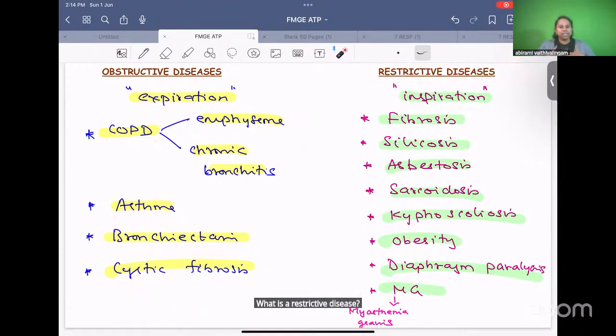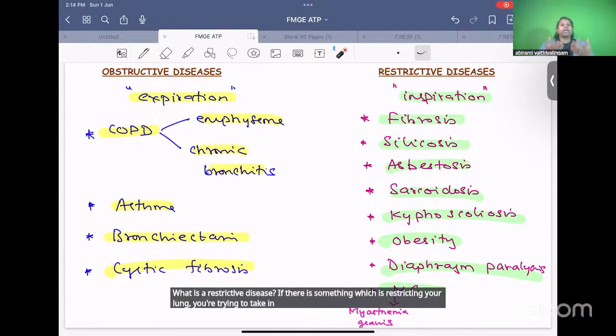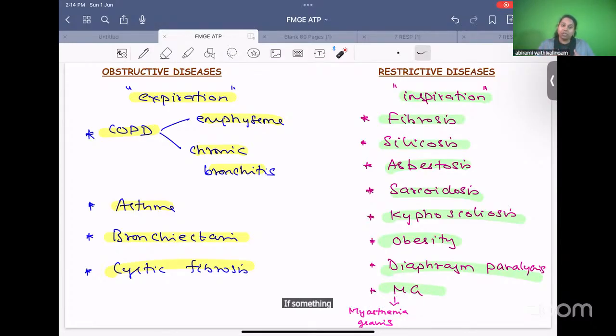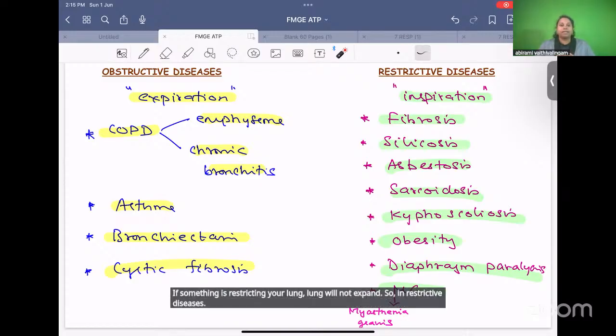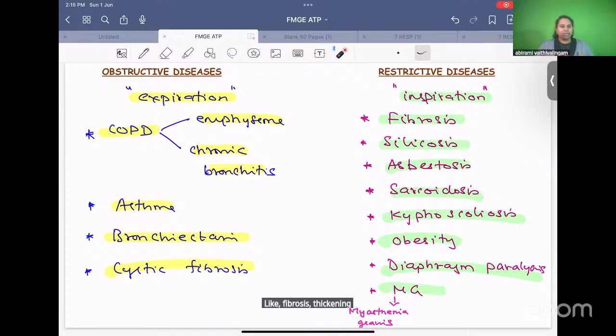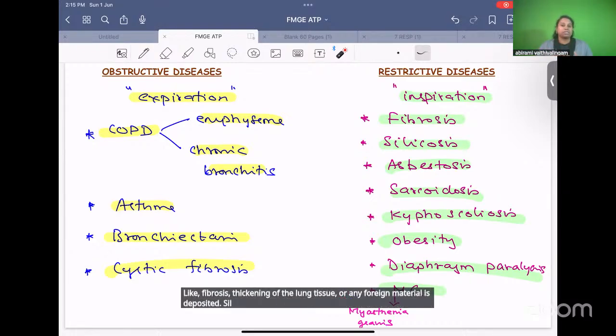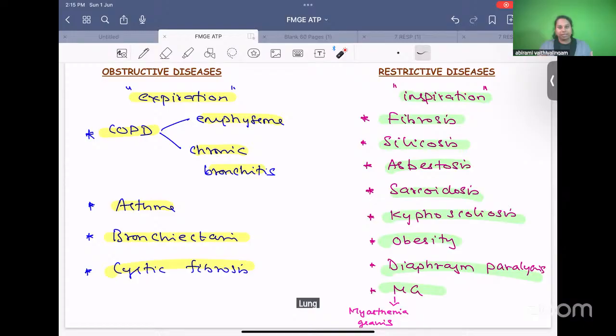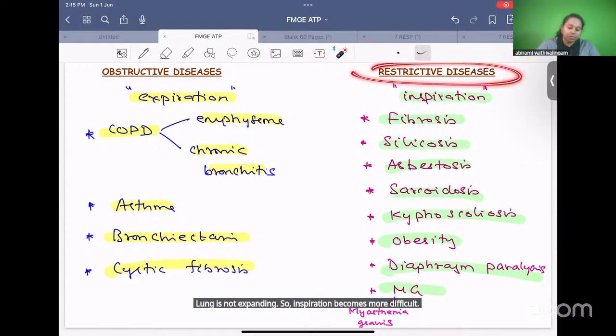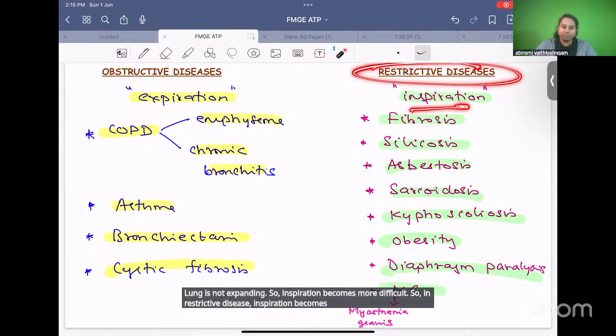If there is something which is restricting your lung, you are trying to take in air. When you try to do inspiration, the lung should expand. If something is restricting your lung, the lung will not expand. So in restrictive diseases like fibrosis, thickening of the lung tissue, or any foreign material deposited, silicosis, asbestosis, the lung is not expanding. So inspiration becomes more difficult. So in restrictive disease, inspiration becomes more difficult.